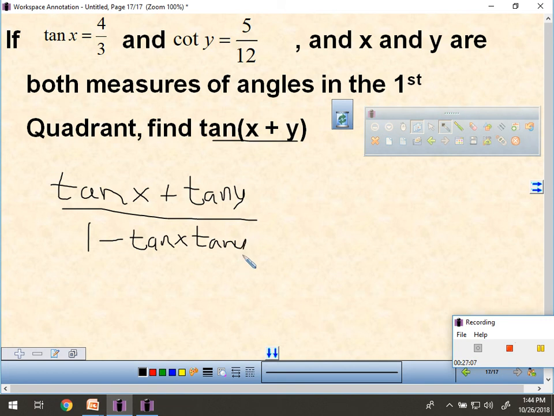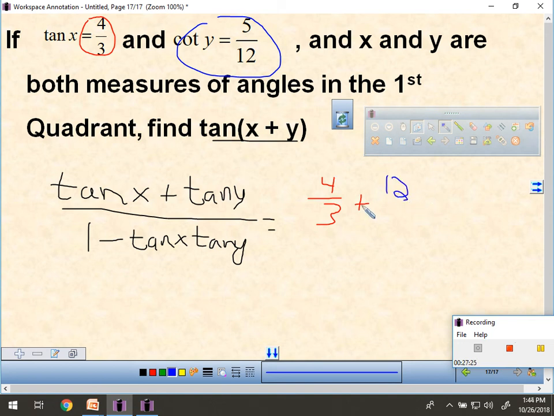Notice that I tell you a couple of things. First, I tell you that tangent of x is 4 over 3. So that means I'm going to have 4 over 3 plus, and then I also tell you that cotangent of y is 5 over 12, which means tangent of y would have to be 12 over 5. And that's what I'd get up there. And then in the bottom, I'd have 1 minus 4/3 times 12 over 5.